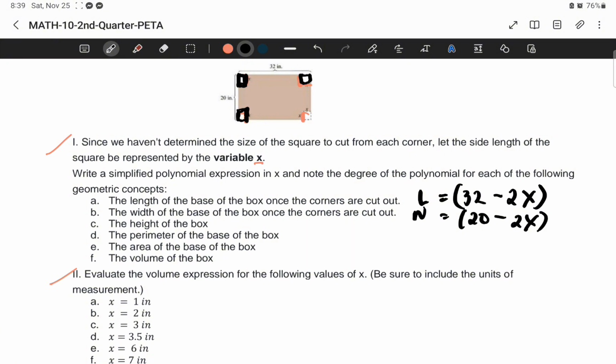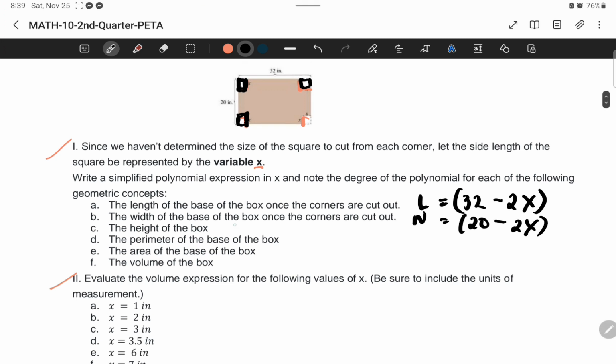Next, the height of the box. So, kapag sinabi nating height, ito yung measure from the top base to the bottom base. So, your height is equal to x. Okay, or we can represent it as h is equal to x. Since hindi pa nga natin alam ano ba yung magiging size na. Okay, or kaya, di ba kapag finold nyo siya, yung square na yan, yun yung magiging height nyo from the base to the top. Okay. From the bottom base to the top base.